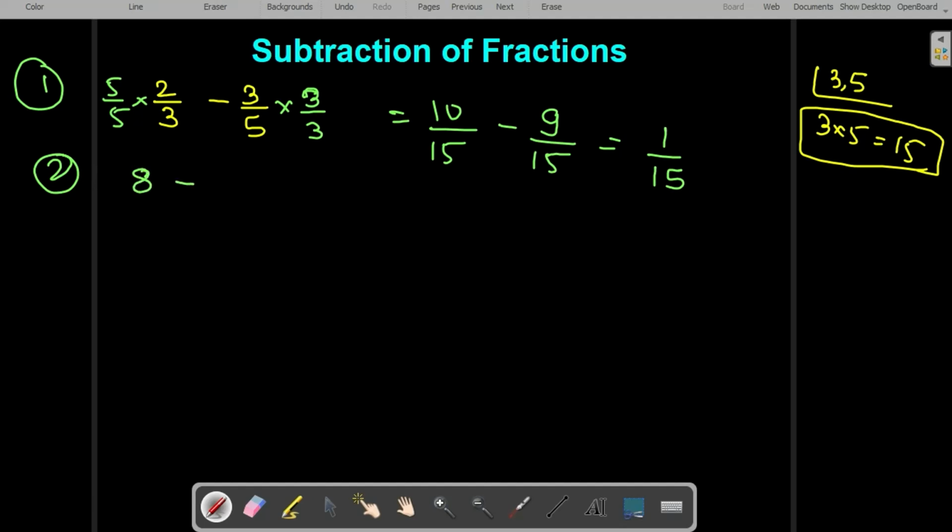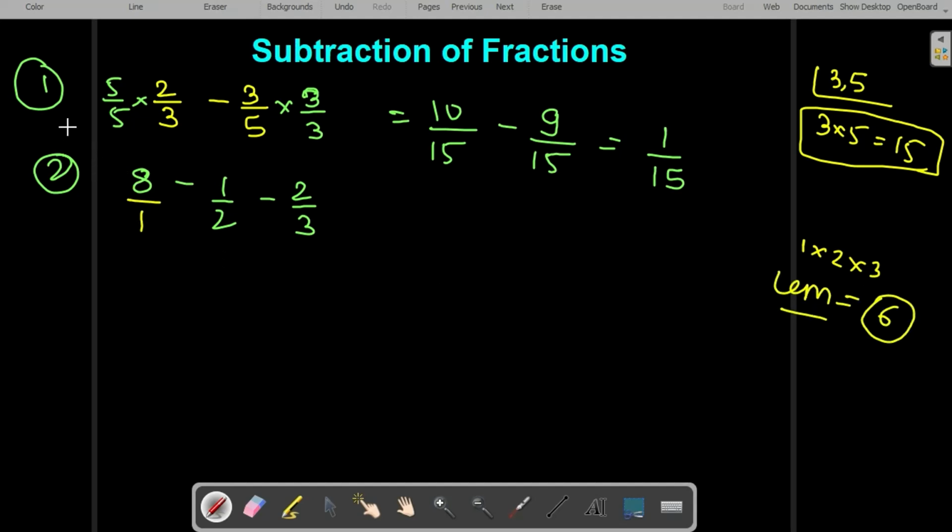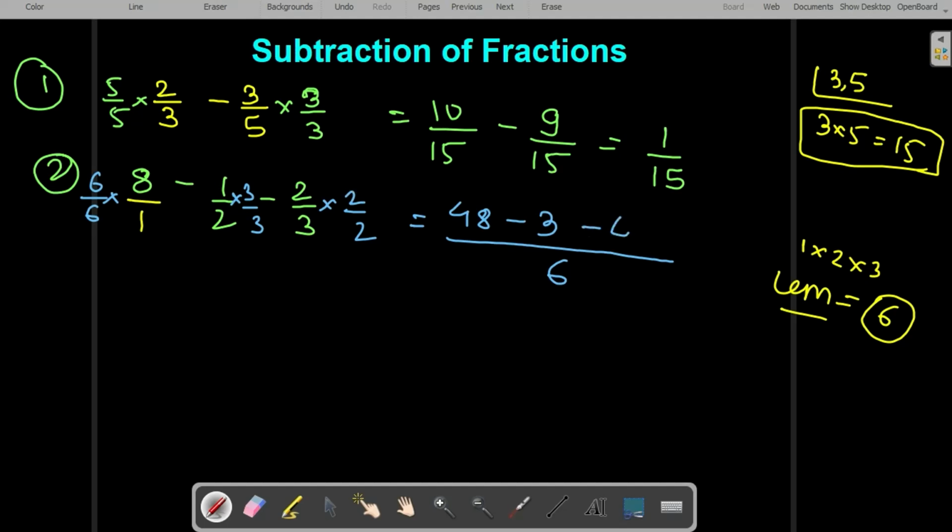Now let's solve another one. 8 minus half minus 2 upon 3. If there is nothing, that means we can write 1. 1, 2, 3, they don't have a common factor other than 1, right? So we just multiply 1, 2, 3. Answer is 6. So LCM is 6. That means we have to make each denominator equal to 6. So we multiply the first term by 6, the second term by 3, and the third one by 2. So I'm going to write here 6 because 6 into 1 is 6, 2 into 3 is 6, 3 into 2 is 6. 6 into 8 is 48 minus 3, 3, 2 into 2 is 4.